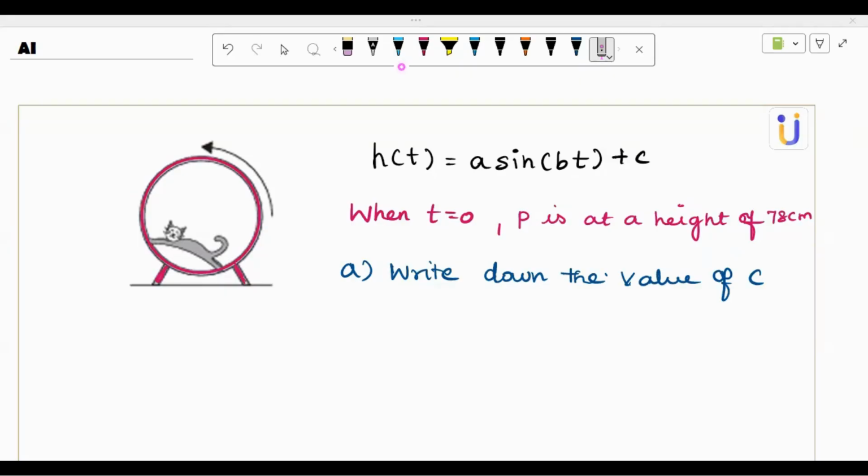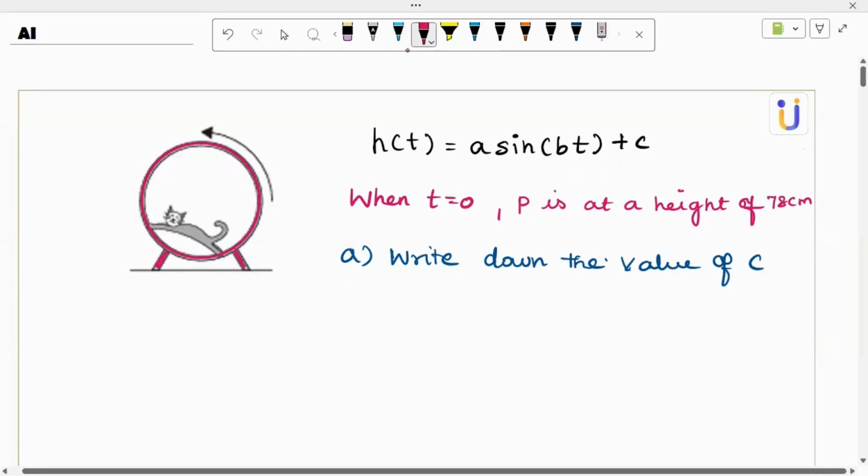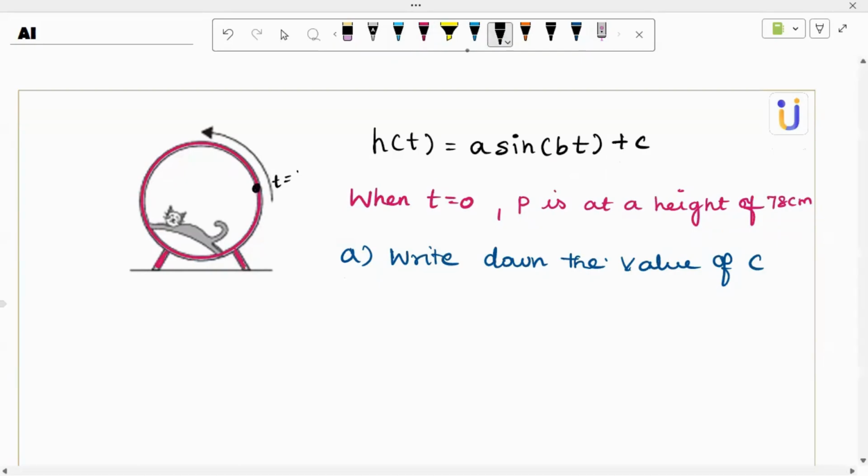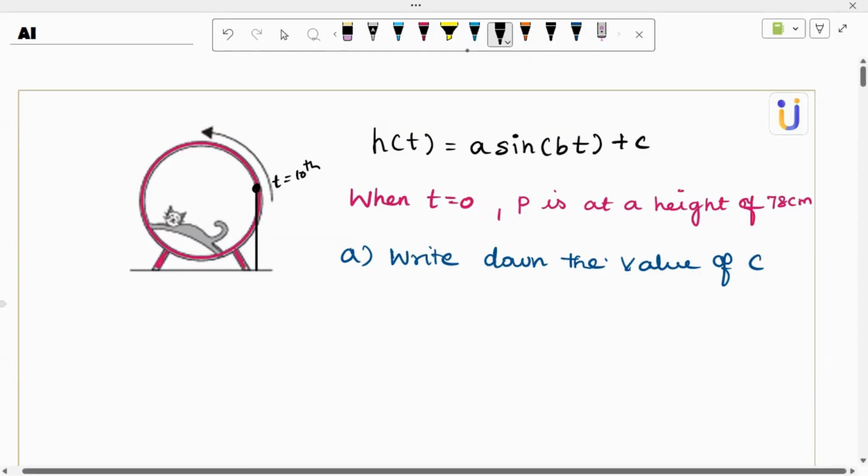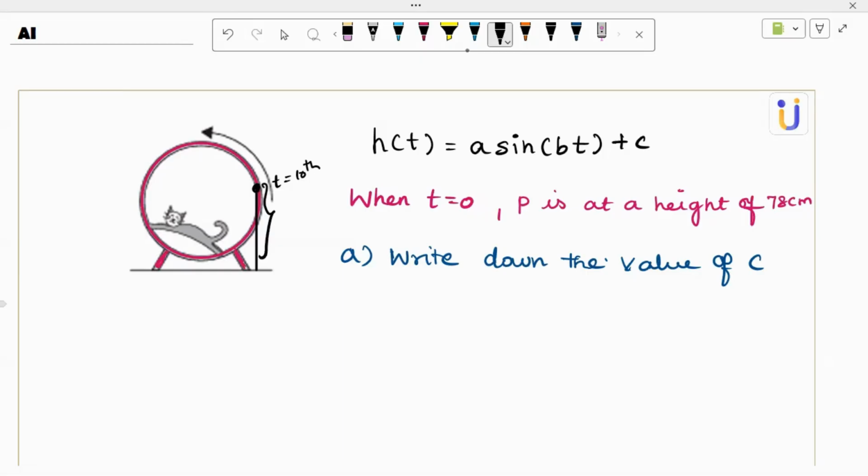So what they mean is, if your point p is here at time t, like at the 10th second, if it is here, then the height of the point from the base will be the output of this sinusoidal function. So yeah, the point will move and eventually we will get a sine graph when we plot it.